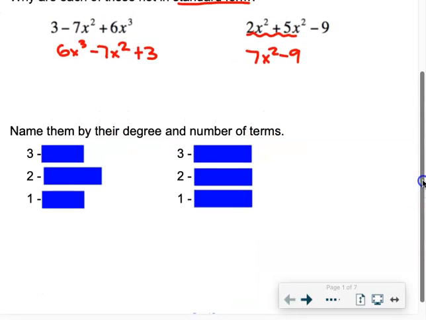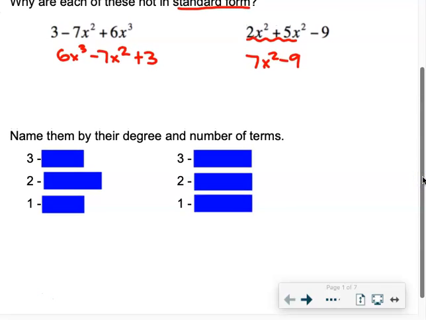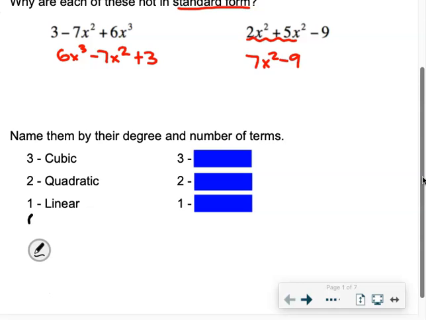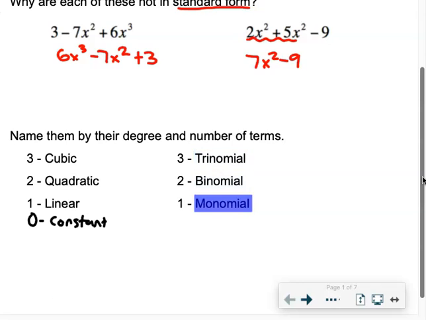So naming these by their degree and the number of terms. The first part here is naming it by degree. If the biggest exponent is 3, 2, or 1, we have names for that. We also have 0. If the biggest degree is 0, it's just called a constant. Then we have some names for how many terms there are. There's always nomial at the end. It's just a matter of which kind of nomial we have.